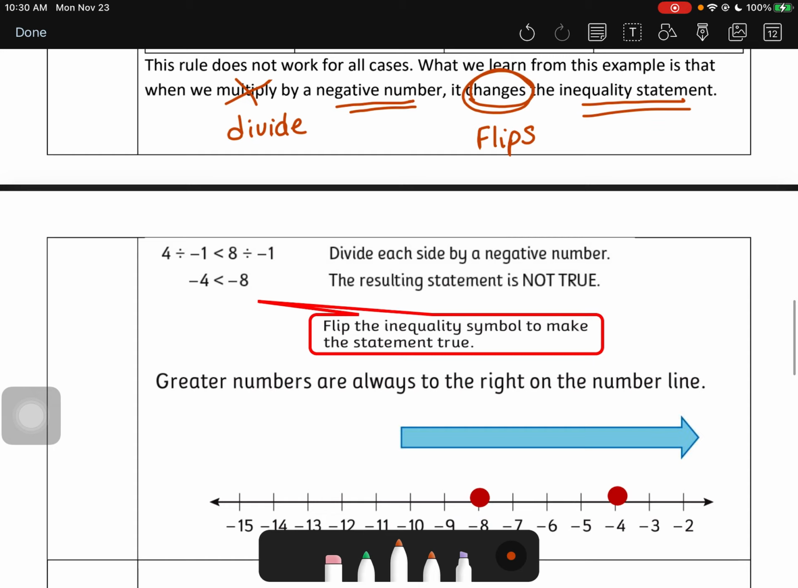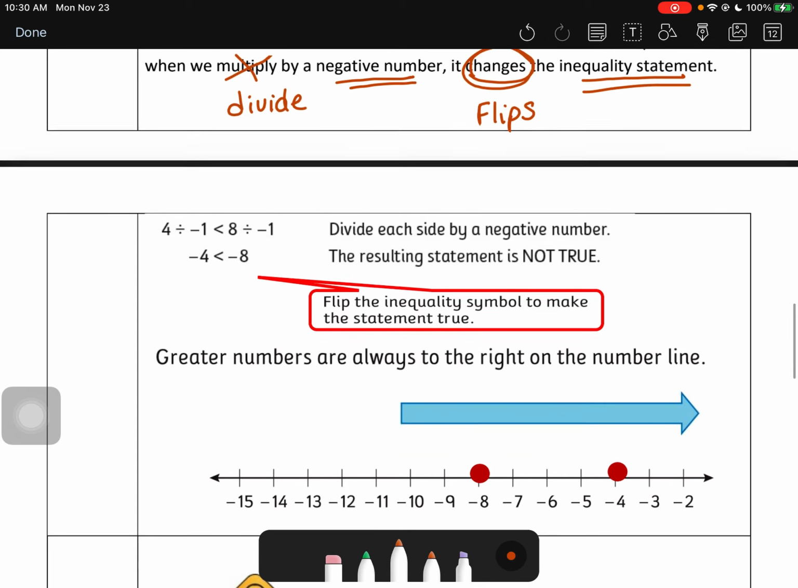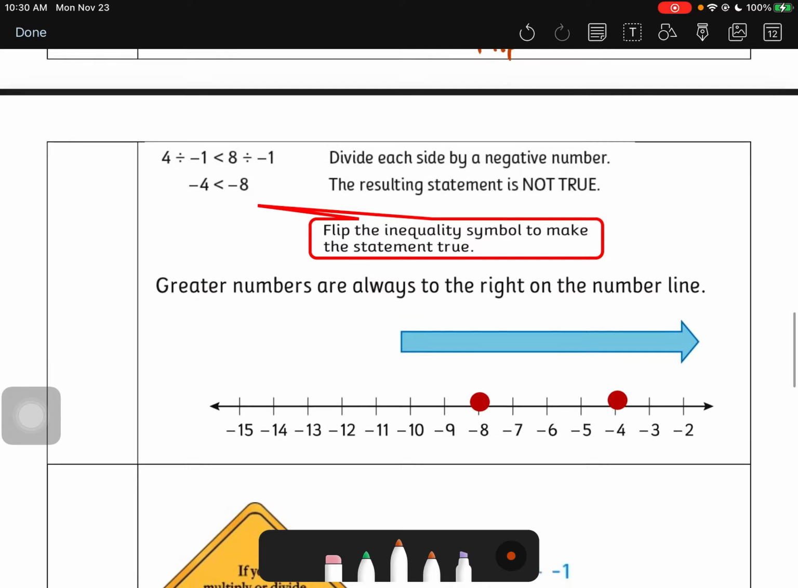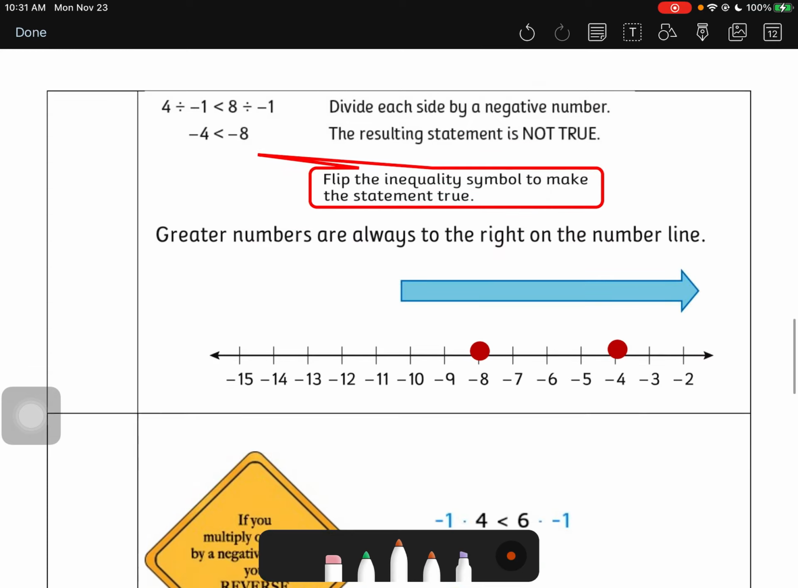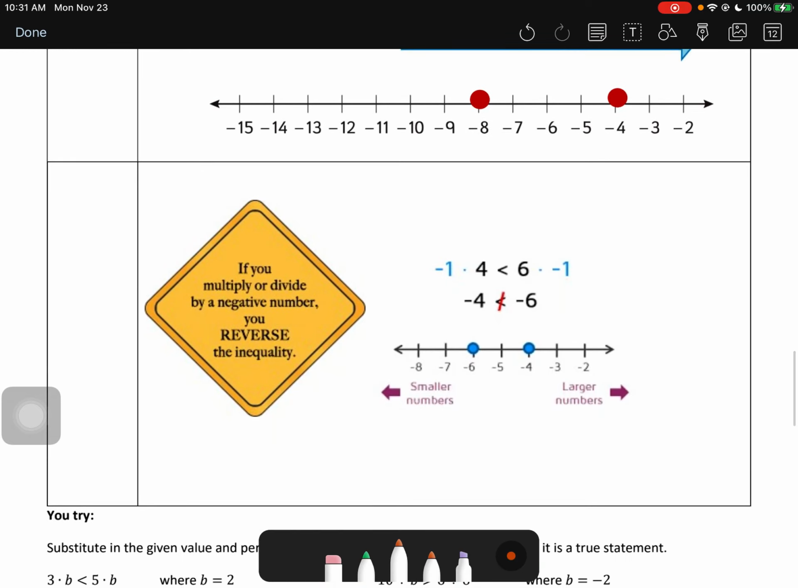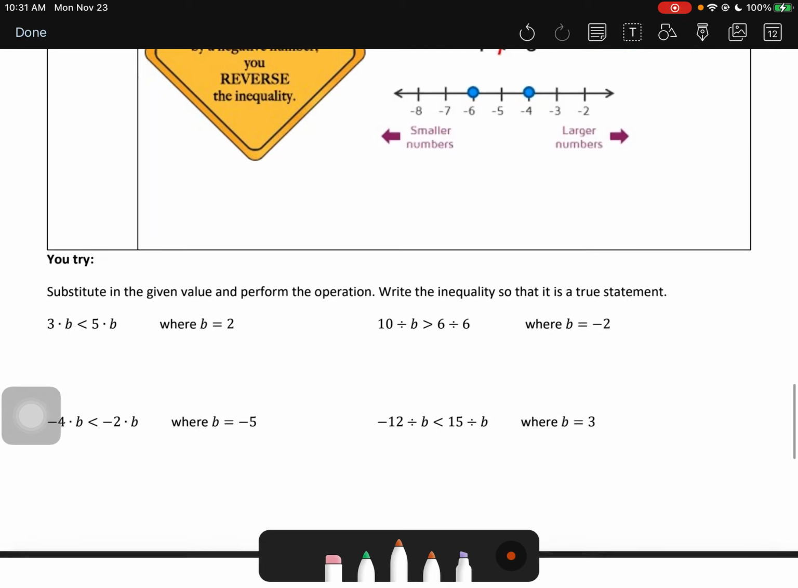So dividing each side by a negative number, the resulting statement is not true. We need to flip the inequality symbol. Remember that greater numbers are always to the right on the number line. Even though the digit gets bigger as you go to the left, it makes the number smaller. If you multiply or divide by a negative number, you have to reverse the inequality symbol.